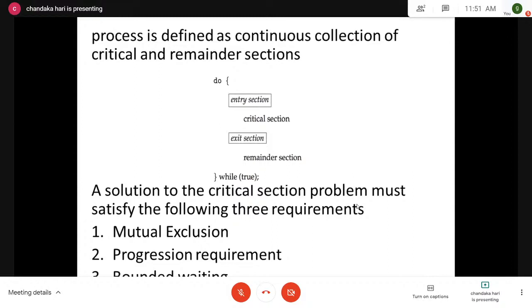What is the progress requirement? Whenever the CPU becomes idle, you need to select one job from the ready queue and supply it to the CPU, keeping the CPU busy at all times.